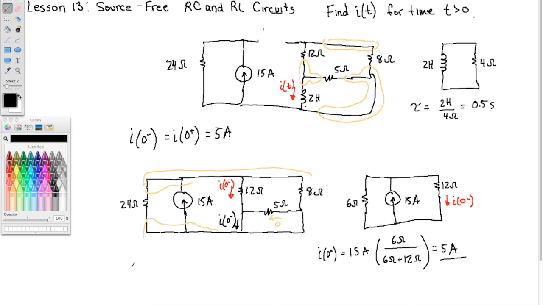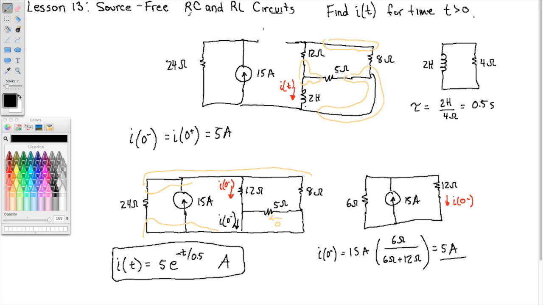Now, the solution then is that the current at any time after the switch is 5, the initial condition, times e to the negative t over tau. Tau is 0.5. Amps. So that's all there is to it.